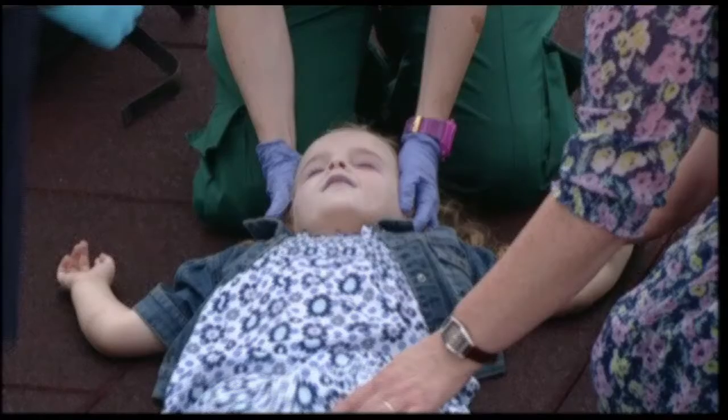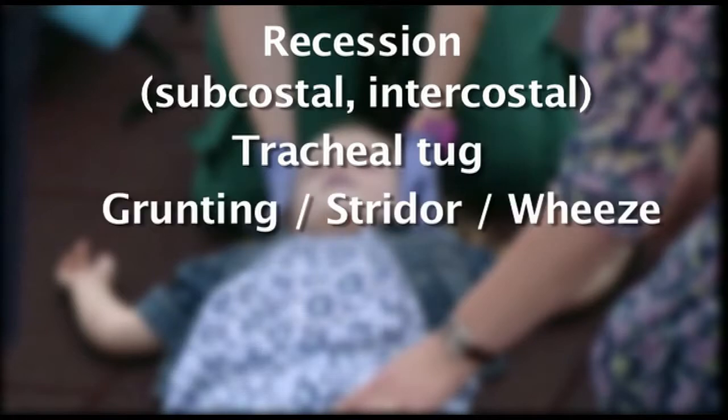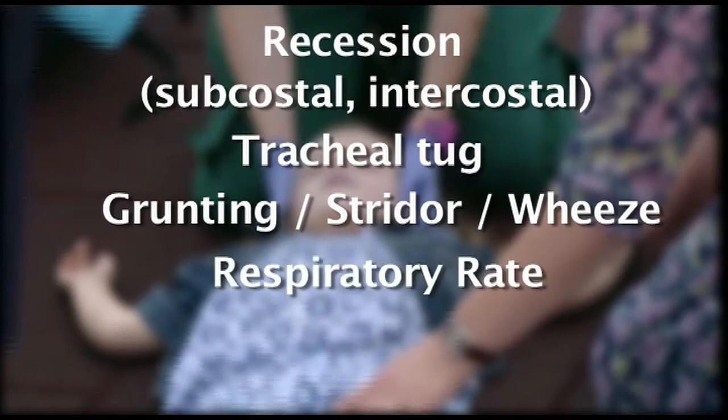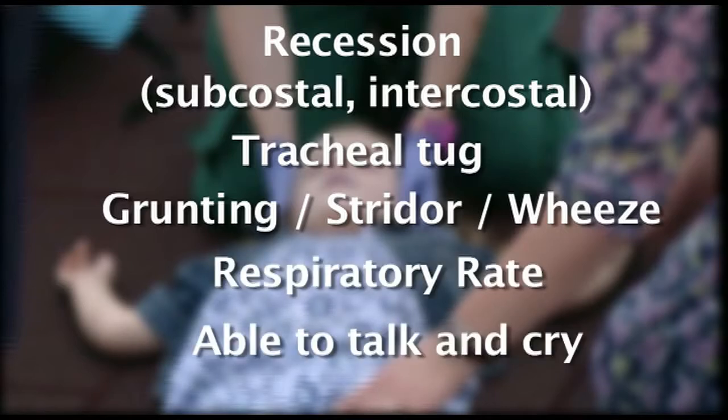The next part of this assessment would be work of breathing, where we look at a child's respiratory status. That will include things like assessing recession, such as intercostal and subcostal recession, looking at tracheal tug, listening for noises such as grunting and stridor and wheeze, also formally assessing their respiratory rate and measuring that, and observing that they're able to talk and cry, which is a good sign that they're actually breathing.